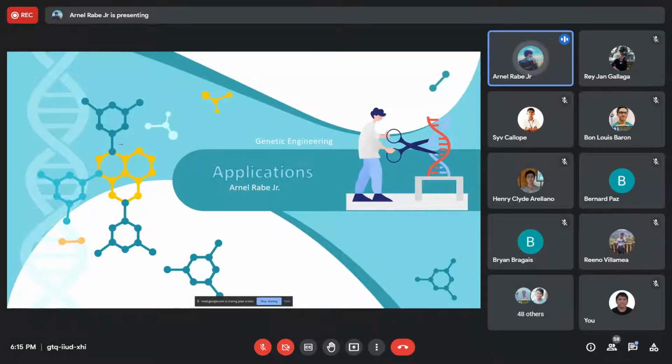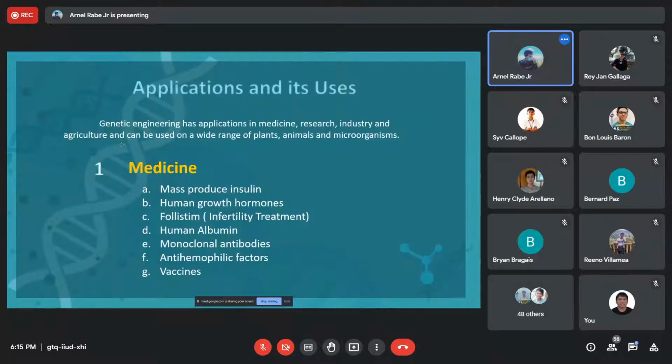Good morning, good evening, sir. My name is Arnel Lurby Jr. and I will be discussing the applications of genetic engineering. So, application and its uses. Genetic engineering has applications in medicine, research, industry, and agriculture, and can be used on a wide range of plants, animals, and microorganisms. Number one, medicine.